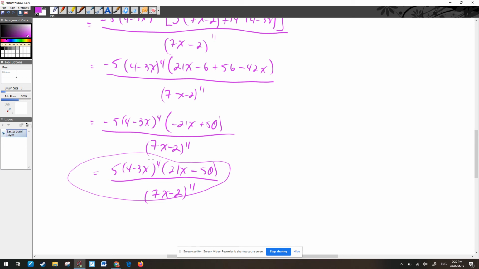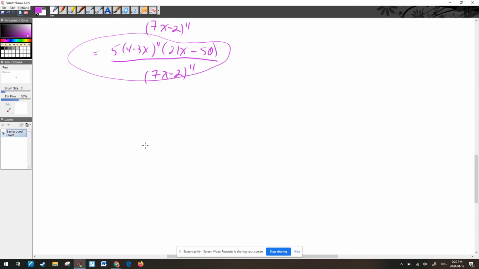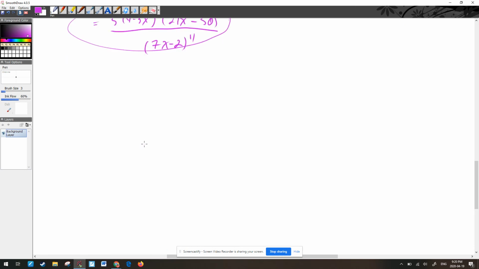Shoot me an email or post it on Classroom, make fun of me. We're all good. Awesome. So product rule, I didn't really do quotient rule. Yeah, but we know how to do quotient rule. And so we also did some chain rule in there.